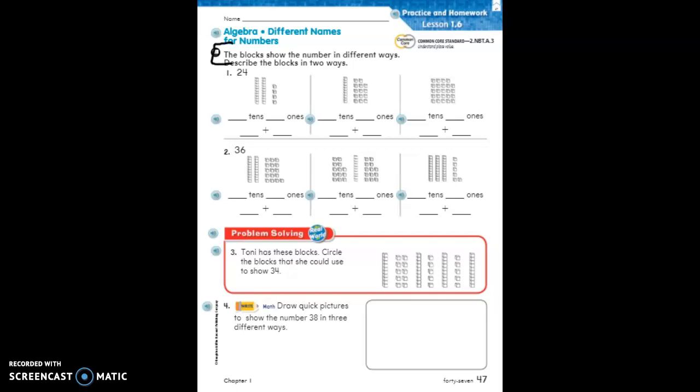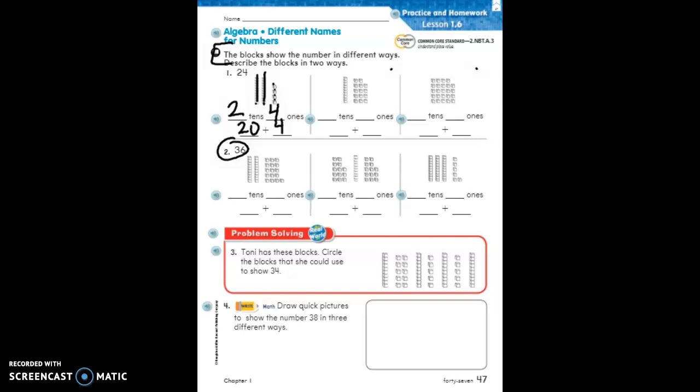So we count the tens, 2 tens, and count the ones. So remember, the value of the tens, 2 tens, is 10, 20, plus 4. You're going to count the tens and the ones here and the tens and the ones here. And same for number 2, the number is 36. Number 3. So pause that video before I go on. Pause it and do those problems.